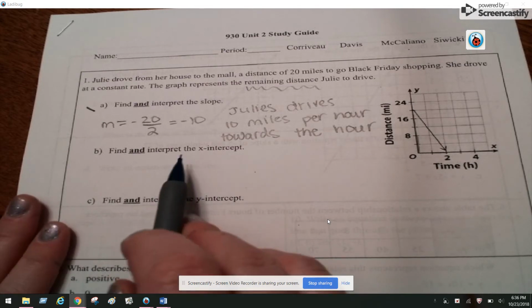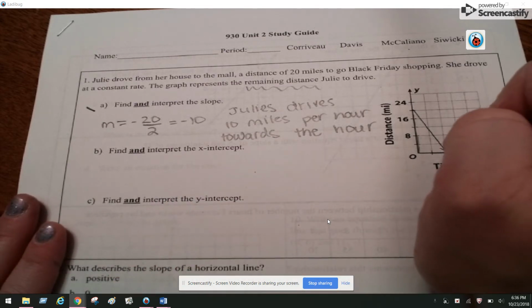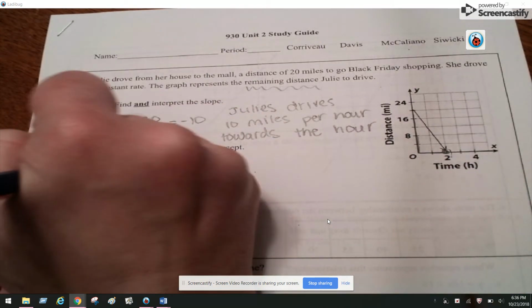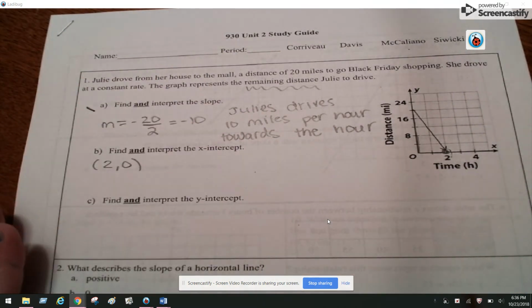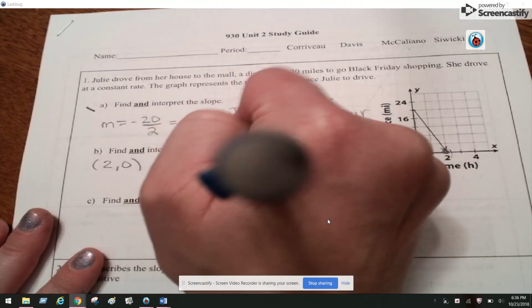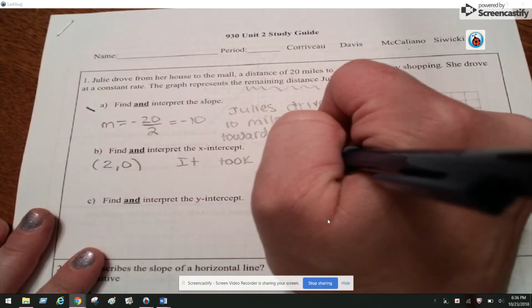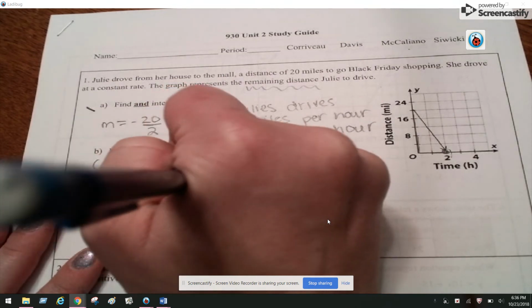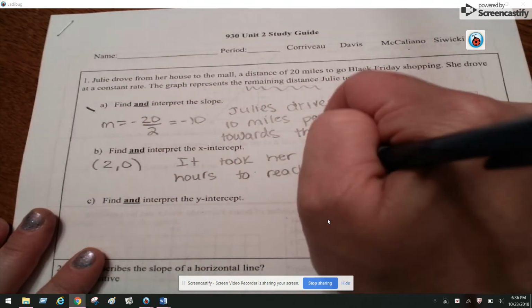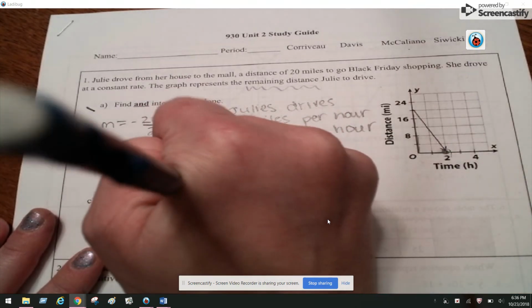We're finding and interpreting the x-intercept. So important that we find it and interpret it. So our x-intercept is going to be (2, 0). And that means that it took her 2 hours to reach the mall. 2 hours. Must have been a busy traffic day. That's a long time to get to the mall.